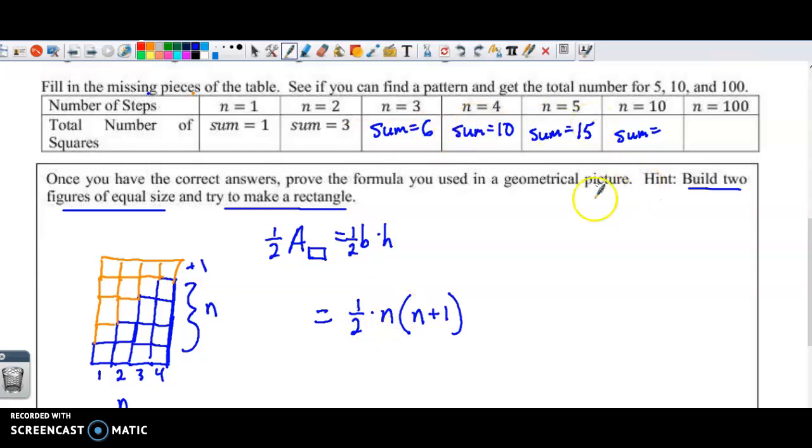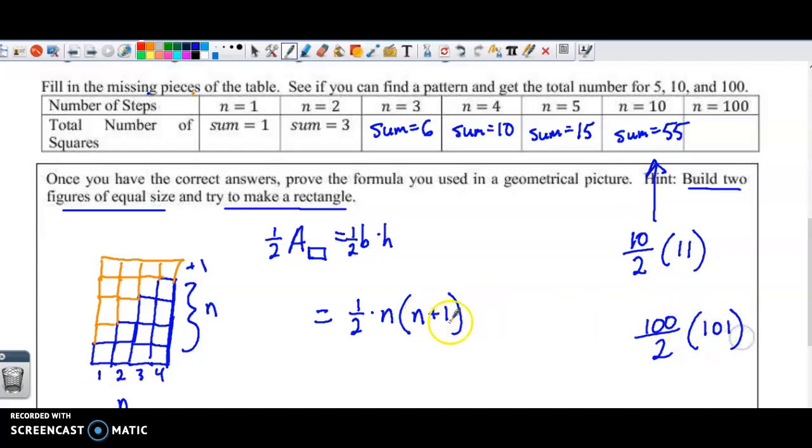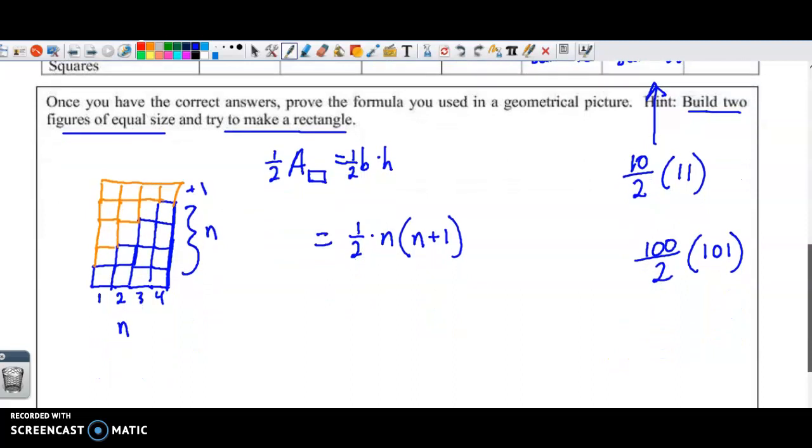And so by using this formula, now I can actually figure out this sum right here, which would be 10 divided by 2 times 11, should be a sum of 55. Do the same thing with 100. And 100 plus 1. And you probably recognize this formula from what we did earlier in the school year.